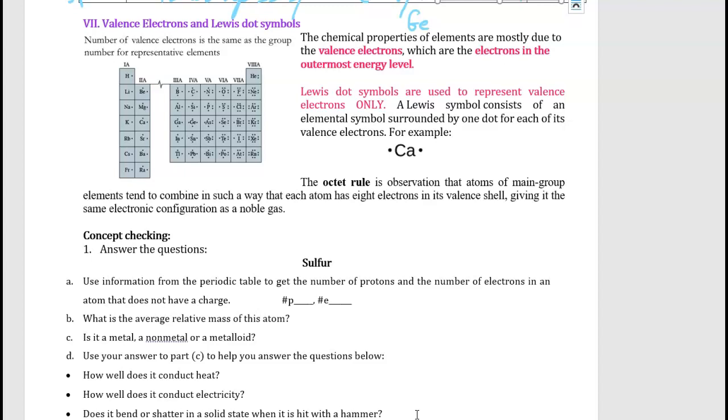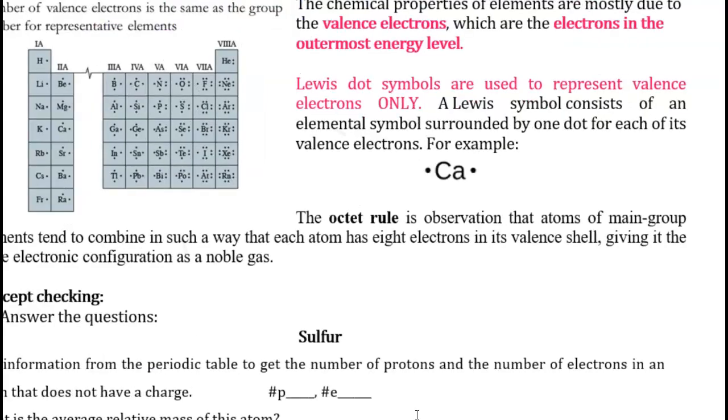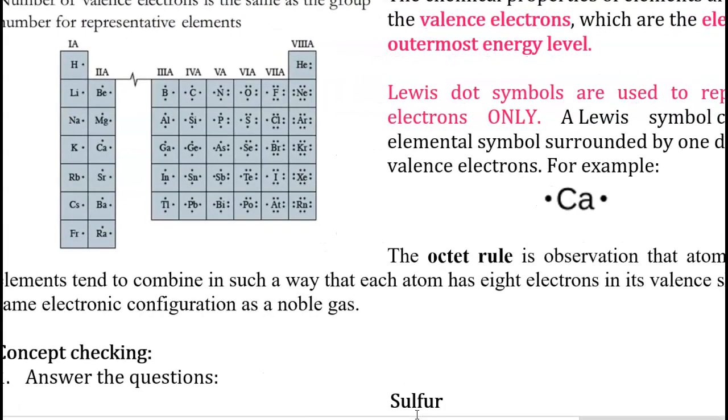So not only the number of shells, the periodic table also shows us the number of valence electrons. For example, this picture shows us that for main groups from 1 to 8, the number of valence electrons for each atom equals the group number.